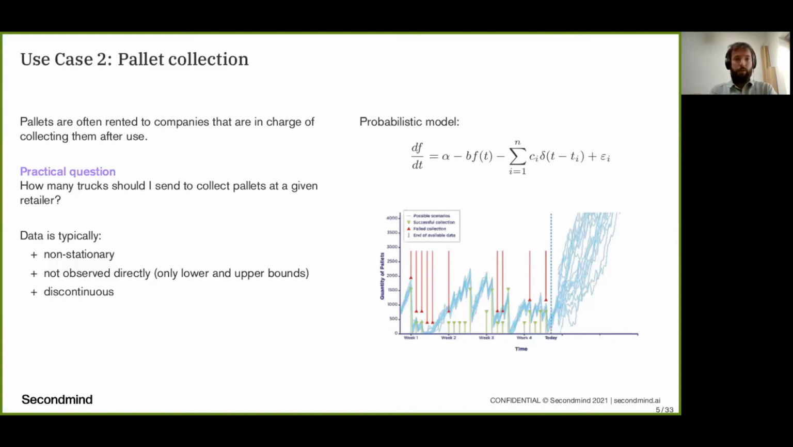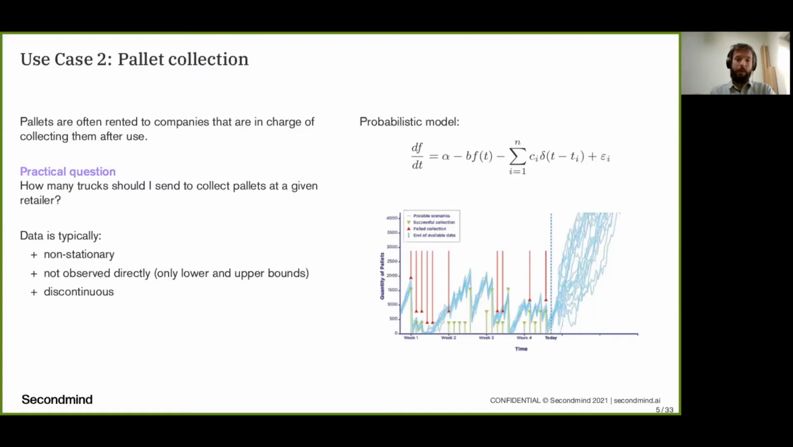And the data is typically non-stationary. It's not observed directly because even if you go to the Tesco, you don't know the exact number of pallets in there. The type of observation you have is: I've sent, let's say, 5 trucks, and 4 of them came back with pallets, and the fifth one came without pallets because everything there was taken. So you just observe bounds on the quantity you're interested in. And there's some discontinuity in the signal because each time a truck picks up some pallets, you have a drop in the quantity of pallets on site.